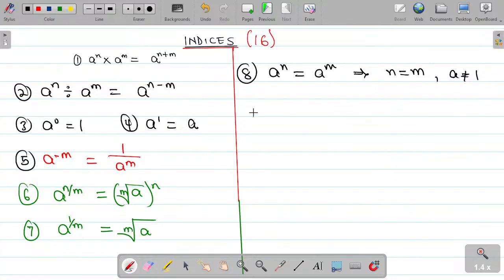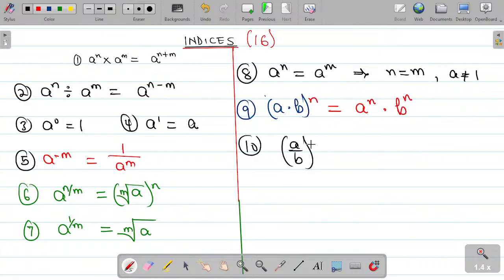Of course, there are other ones. Let me give another, it's actually very important. If you have a times b all raised to the power of n, this is the same thing as a to the power of n multiplied by b to the power of n. That means the power distributes over multiplication. And the same thing holds for division. If I have a over b, all raised to the power of n, that is equal to a to the power of n all over b to the power of n.